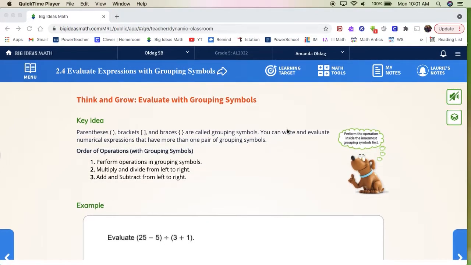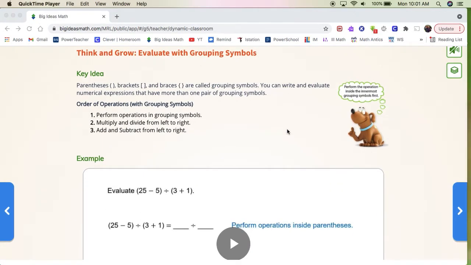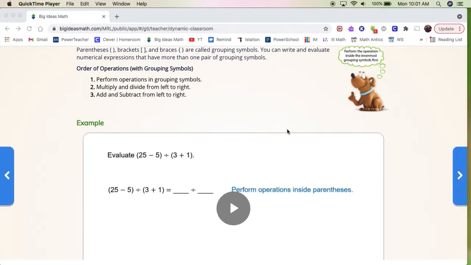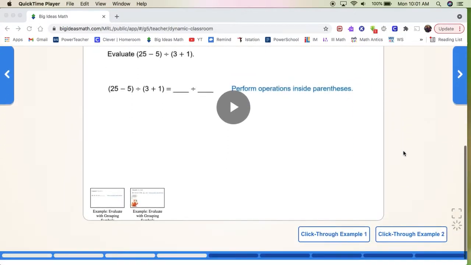Remember, guys, if you're watching the video and you need to pause it for any reason, you can do that and write down anything you need to write down.